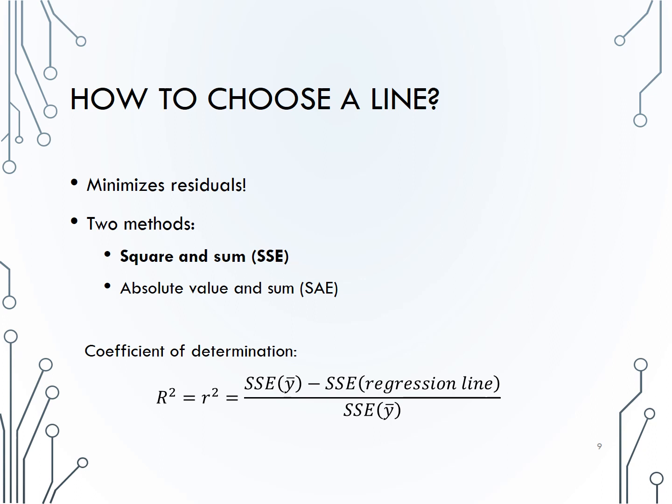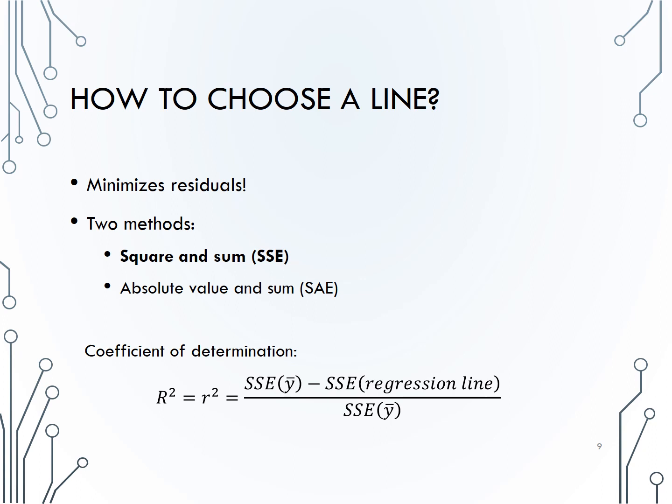How can we pick our line of best fit? Well, the point is to minimize the residuals, or I want to get a line that has the points as close to it as possible. There are two ways that we could minimize those residuals. The first is called SSE, or the sum of squared errors, meaning we're going to square the residuals and then add them up. The second option is the absolute value and sum method, or SAE. Take the absolute value of the residuals and add them up.